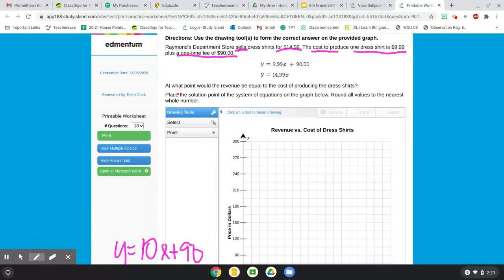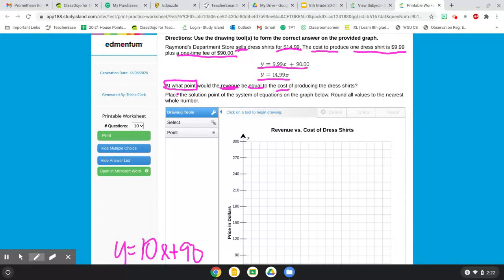So it says, at what point? It's just asking you for a point. Would the revenue, that's the money they're making from selling and bringing in money, be equal to the cost of producing them? So I want revenue to be equal to the cost. That's saying this equation equal to this equation, and that's where they're going to cross, right?